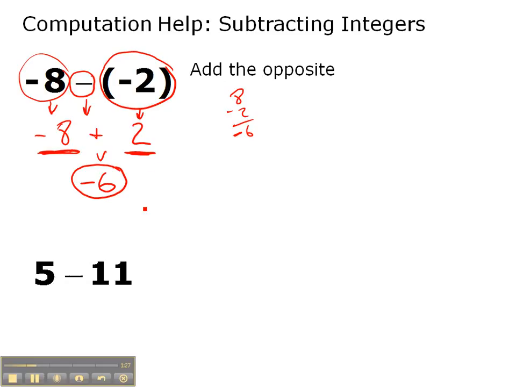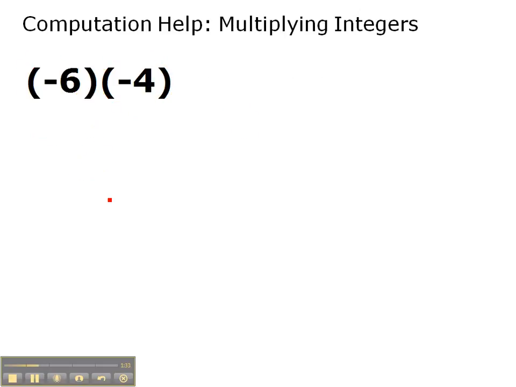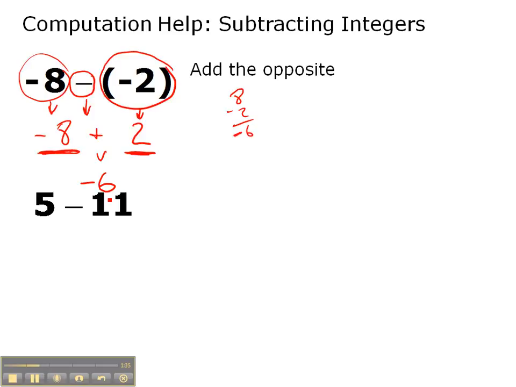Okay, let's look at another one. 5 minus 11. We treat this the same way. We add the opposite. We change subtraction to addition.